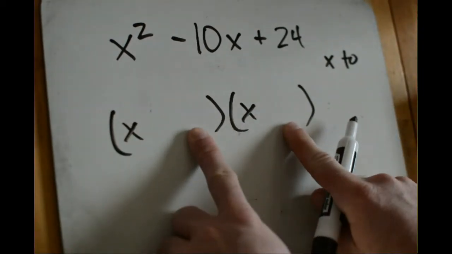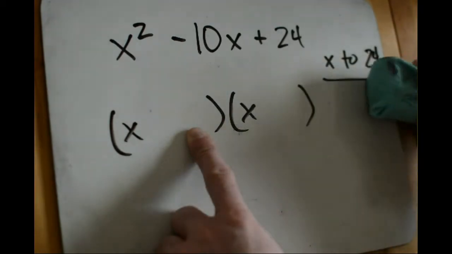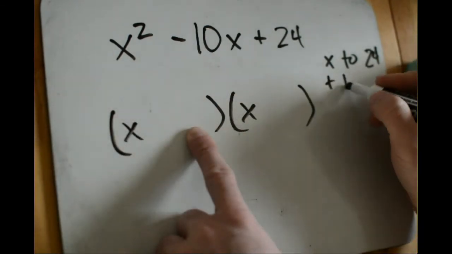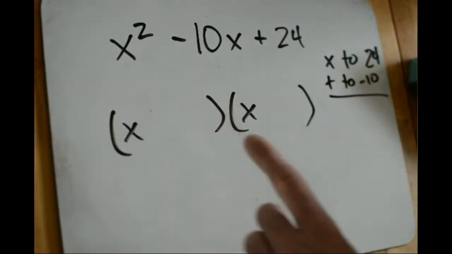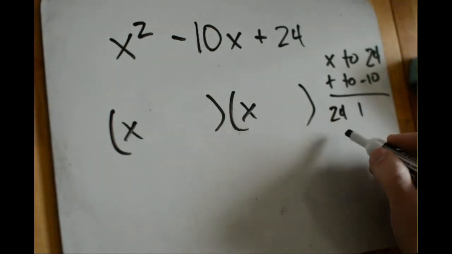Next, I'm looking to list out some factors. These 2 are going to have a product of 24, so 2 factors that multiply to 24. And they're going to have to add to that middle term of -10. So what are the ways I can get 24? Well, I can have 24 and 1.